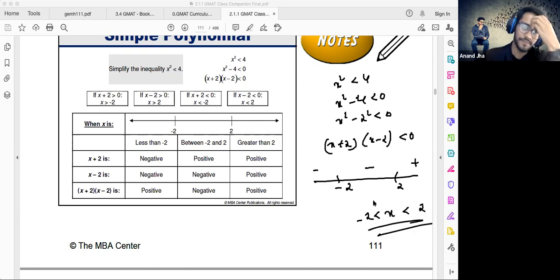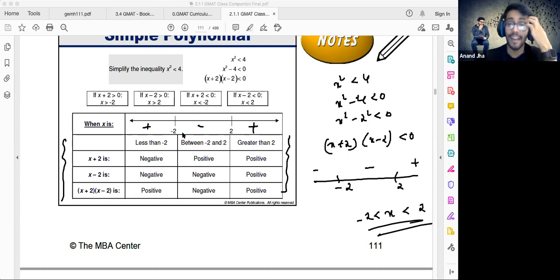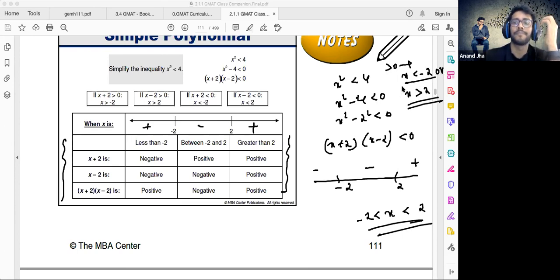Okay. That's what they explain in this tabular form. So here it is minus, here it is plus, here it is plus. So if they ask greater than 0, then for greater than 0, I'll write x less than minus 2 or x greater than 2. There should not be any confusion in this. So remember those three identities which I have told you. That's very important.